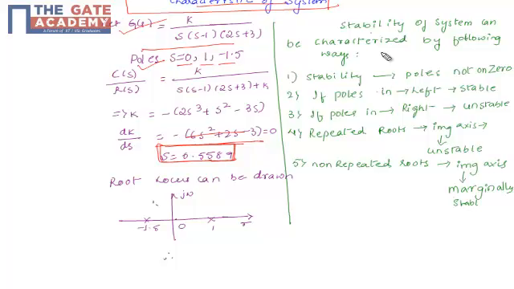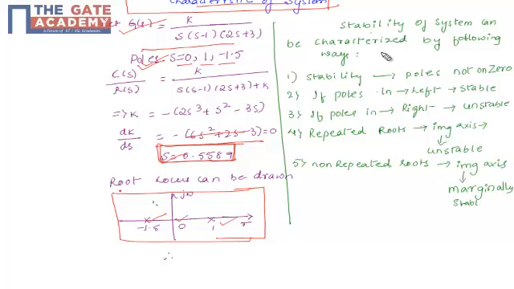From the obtained pole values and breakpoint we can draw the root locus diagram as shown in this, that is minus 1.5 one pole and 1 is the another pole and 0.